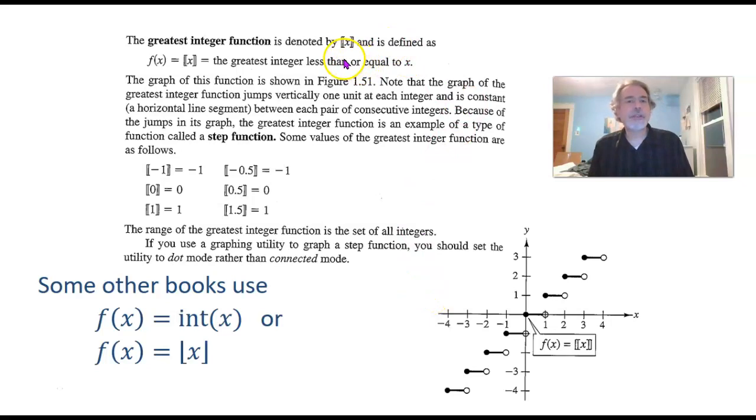And our book uses the fairly common notation of these double square brackets around a number to indicate that function, the greatest integer less than or equal to that number. But other books and graphing calculators and apps and things like that I've seen spell it out as int of x, or they use these sort of half square brackets with lines on the bottom but not on the top. So it gives you something that's below the number you put in for x.